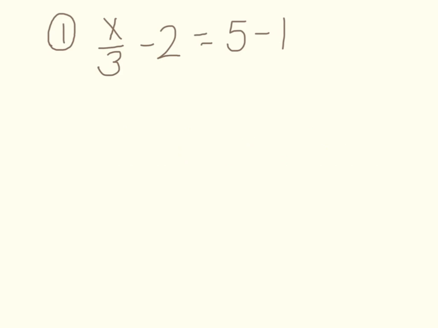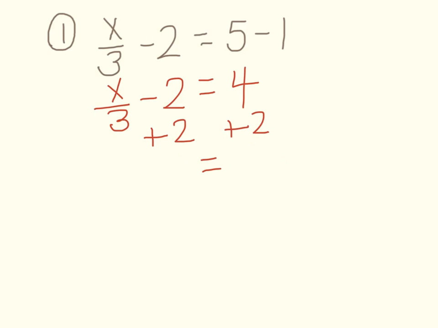For example 1, we have x divided by 3 minus 2 is equal to 5 minus 1. Like I said, we're going to use the order of operations in reverse, so we're going to start with adding and subtracting. So let's go ahead and simplify this right side of the equation. So we're going to simplify that to 5 minus 1, which is 4. And then we have x divided by 3 minus 2. Next thing we're going to do is add 2 to both sides.